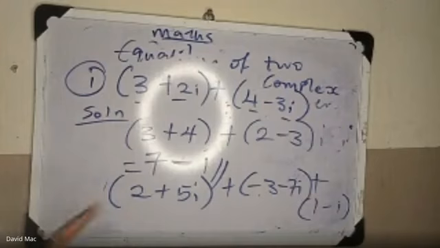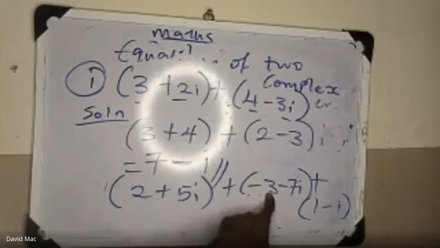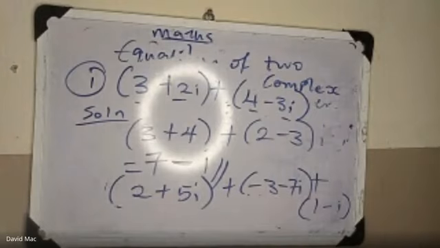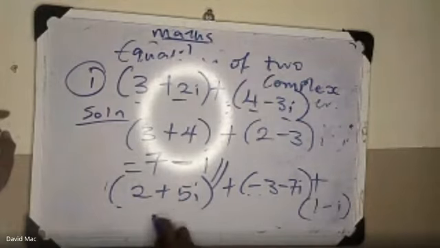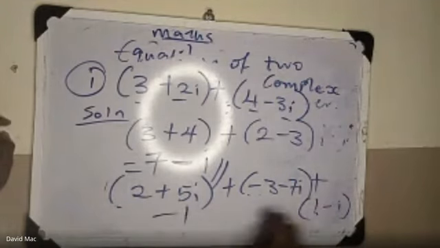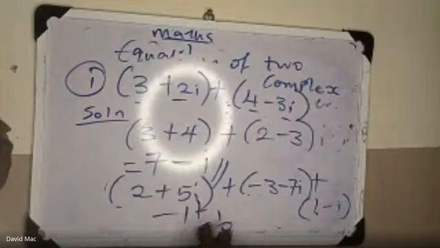You just come here and say 2 plus minus 3, then plus 1. So you are going to be having minus 1. Minus 1 plus 1 is 0. Is that not so? Because 2 minus 3 is minus 1. Minus 1 plus 1 is what? Is 0. We are done here.